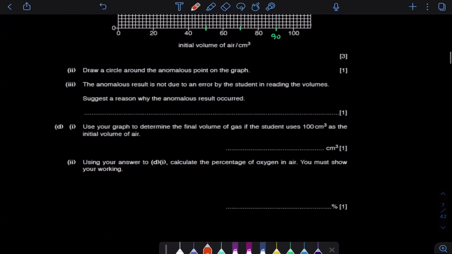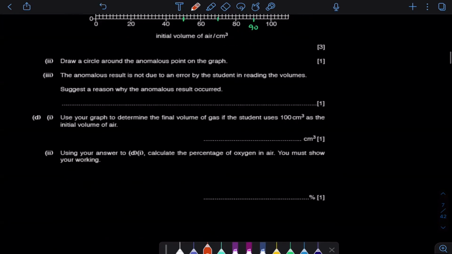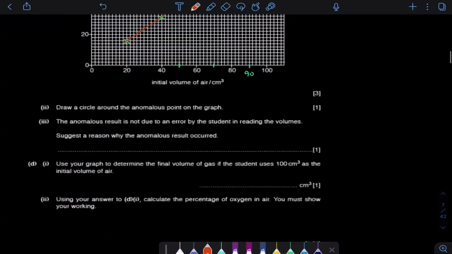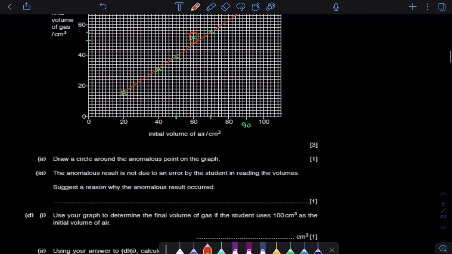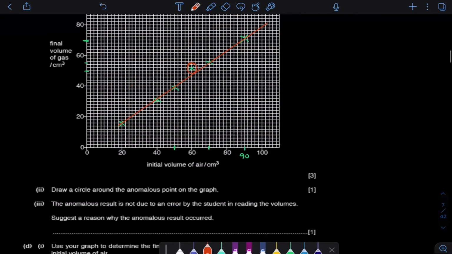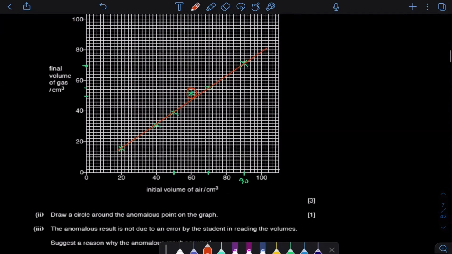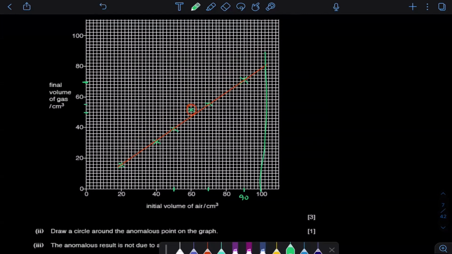Use your graph to determine the final volume if the student uses 100 cm cube as the initial volume. So अगर वो 100 use करता है, so 100 again is over here. So I'll draw a straight line here, 100 पे, and I'll draw a horizontal line here to see कि उसकी value क्या है. So that value is 77, I think. So it will be 77.